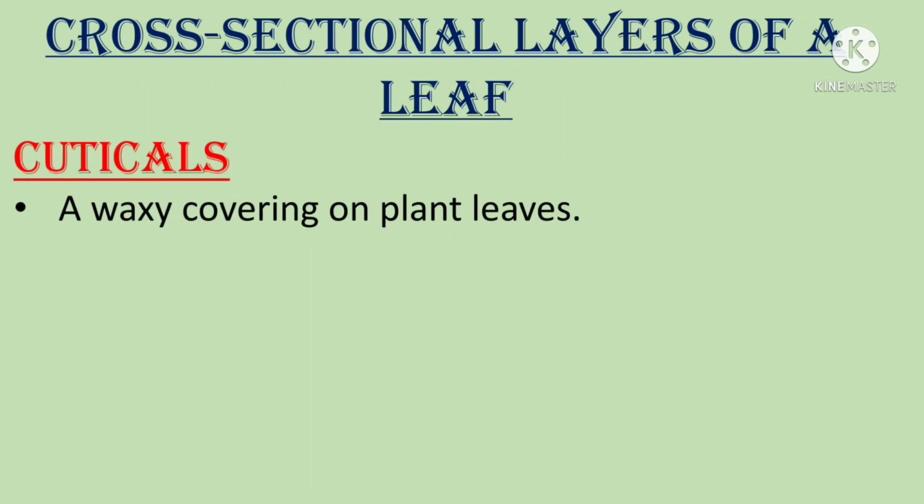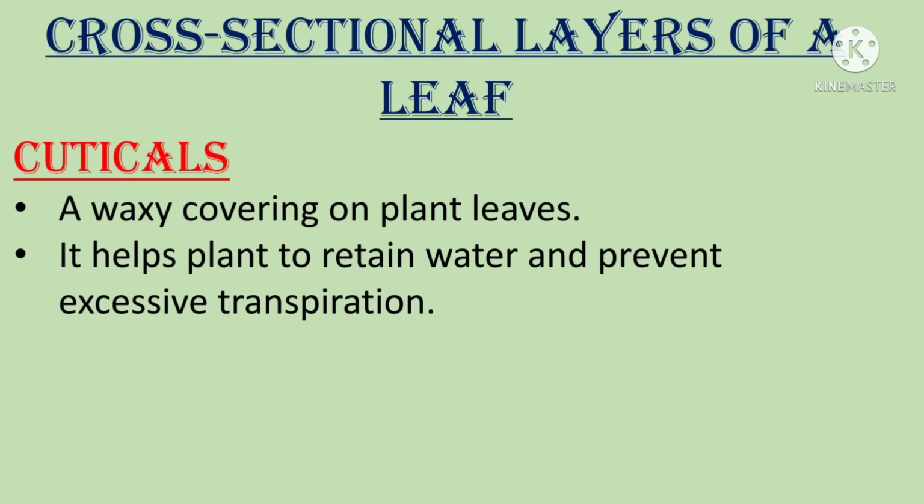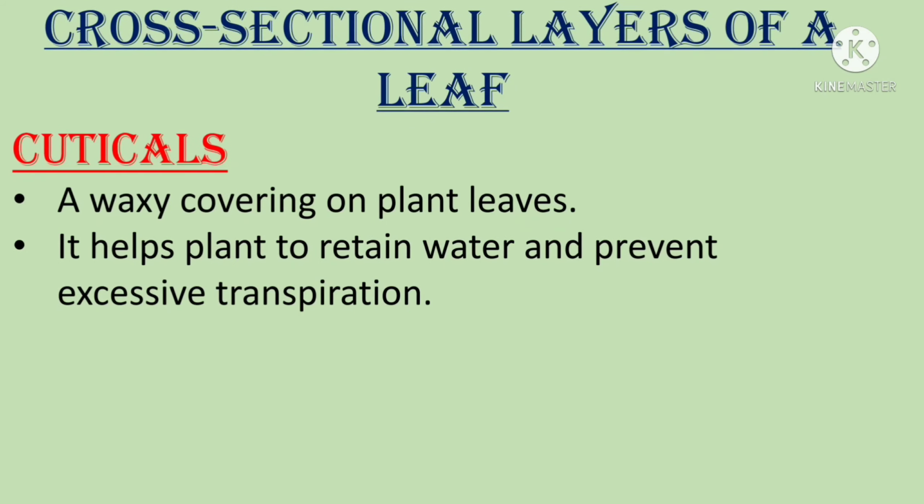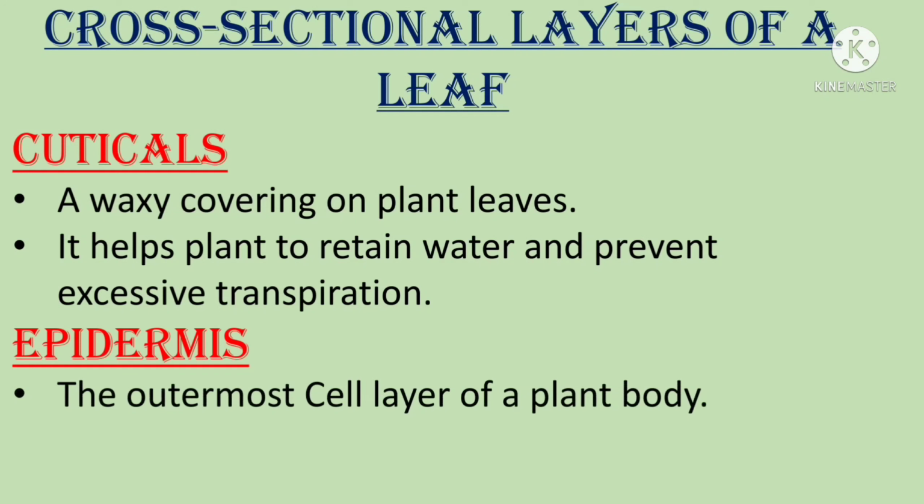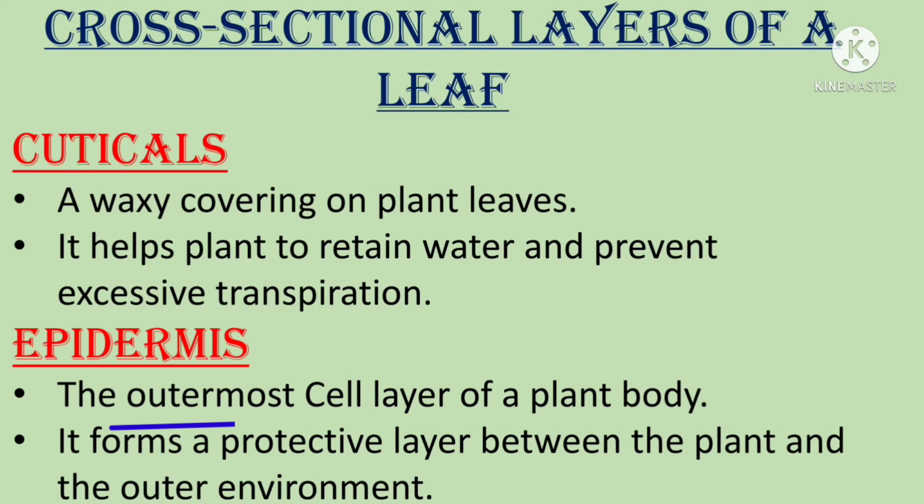Let us learn about these layers in detail. Now the first layer which we get is the waxy coating, the waxy covering, which is the cuticle, dear students. Please note that the cuticle helps plants to retain water and prevent excessive transpiration. So the cuticle protects a leaf or a plant from excessive loss of water. Below the cuticle is the epidermis, which is the outermost cell layer of a plant body. It forms a protective layer between the plant and the outer environment.